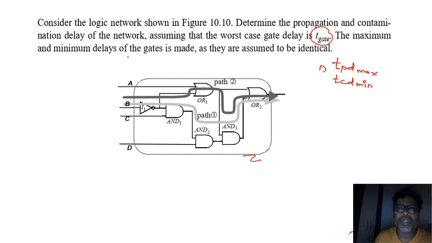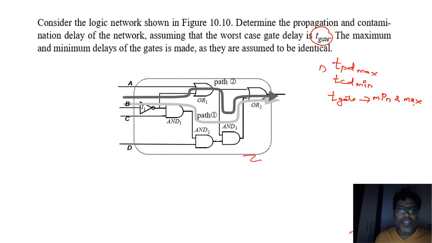What is the assumption made here? They have taken all the gates to consume the same timing. The propagation delay of each and every gate, T gate, that's the value of the propagation delay of each and every gate. And it happened to be the minimum value and maximum value for this. Right. Now let us see.